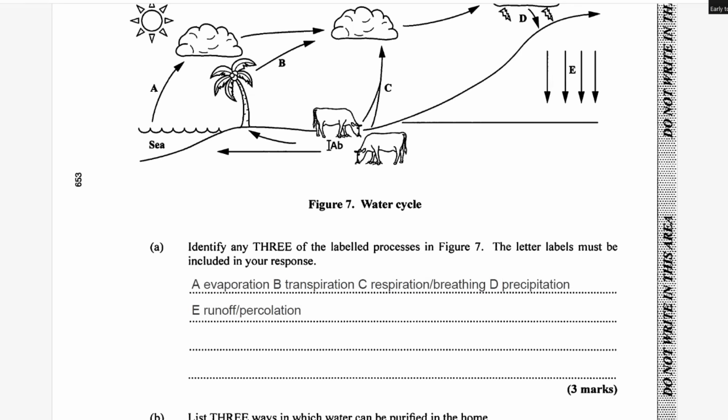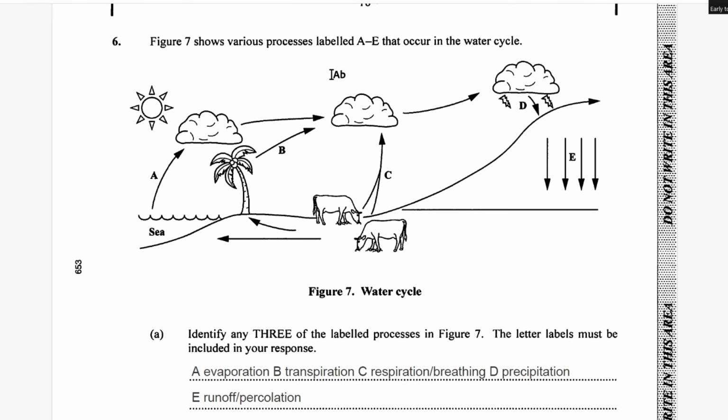But no, it's not sweating. Cows don't have those kinds of sweat glands. They do have sweat glands, just a very limited amount around their nose and hoofs. But otherwise, this is from respiration. This is from breathing. Remember, it's water vapor.